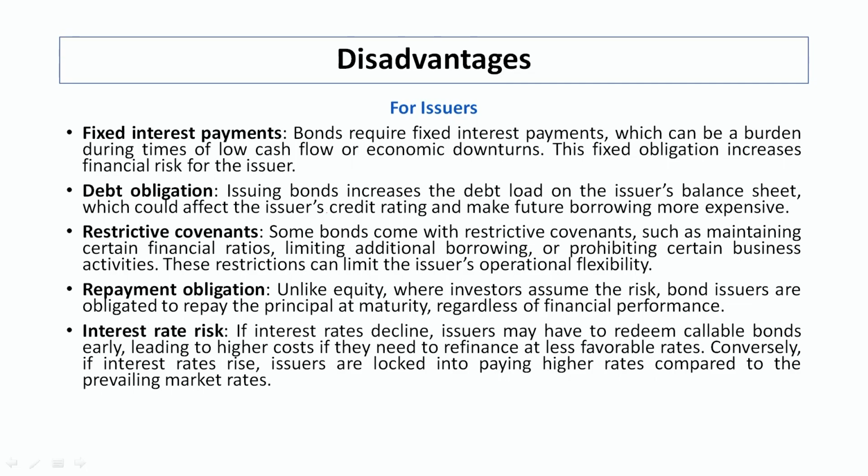Debt obligation: issuing bonds increases the debt load of the company, and on the liability side it is termed as bonds. They are secured against some collaterals or some particular assets. So, it may affect the credit rating of the company also. Restrictive covenants: some bonds come with restrictive covenants such as maintaining certain financial ratios, limiting additional borrowing and prohibiting certain business activities. These restrictions can limit the issuer's operational flexibility.